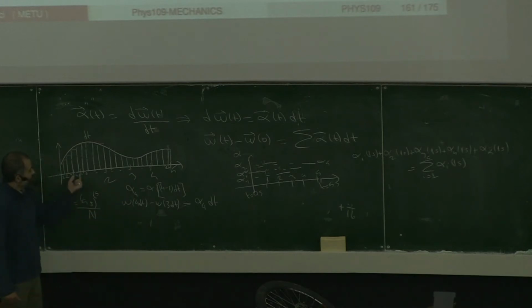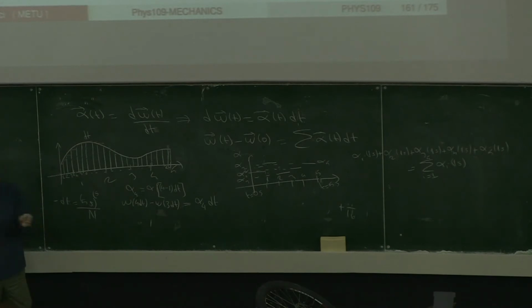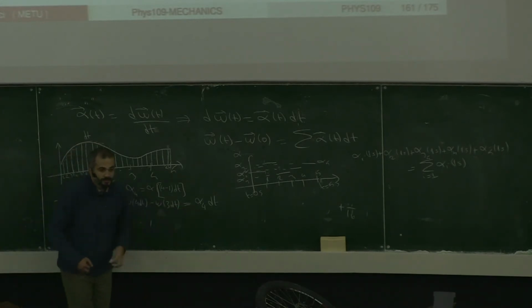The change in the angular velocity in this time interval is just alpha 4, the angular acceleration in this time interval, multiplied by the time, because I'm just assuming that angular acceleration is constant. It is almost constant since I'm taking a very small time interval. It doesn't really change much in that time interval.